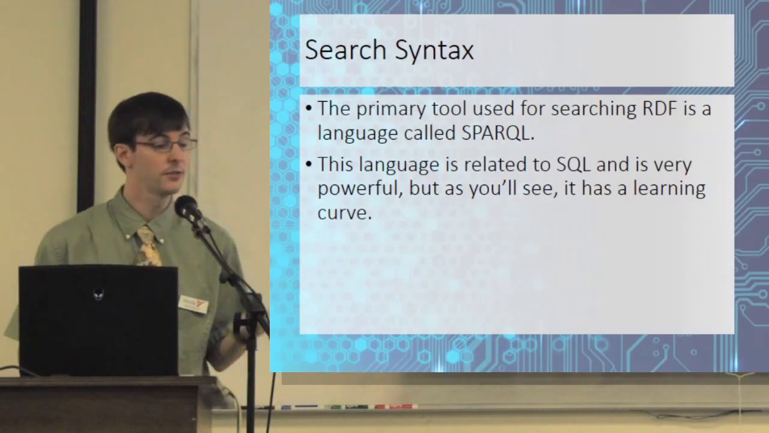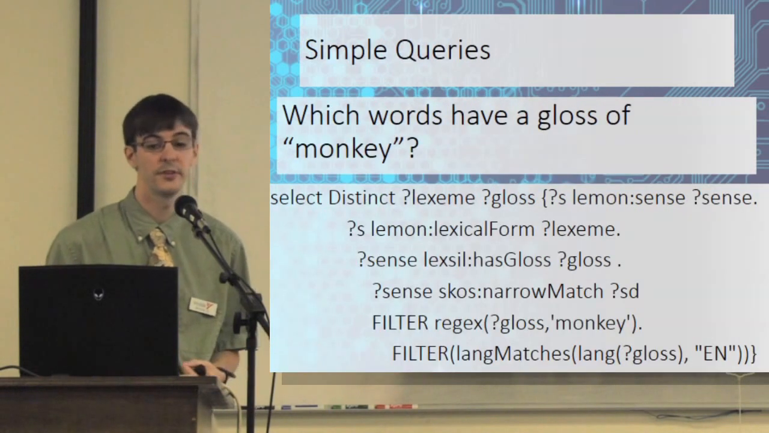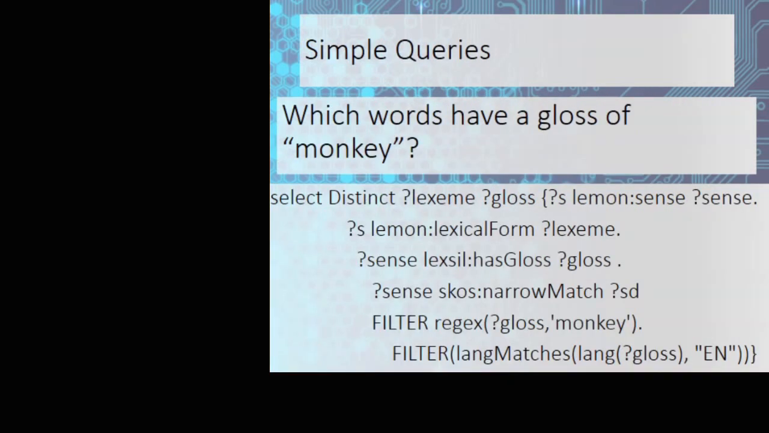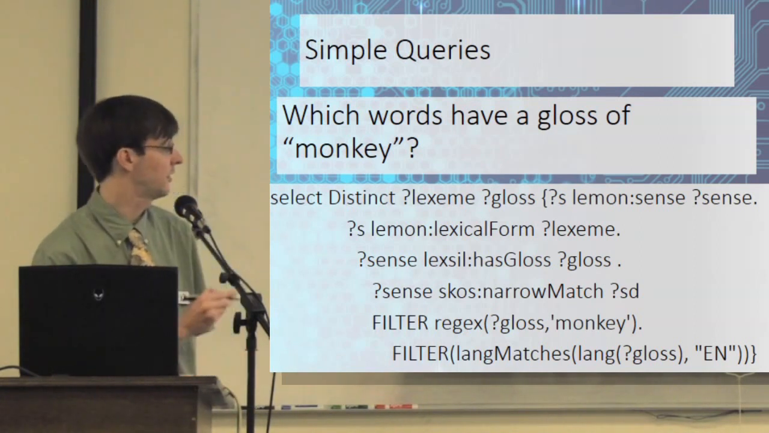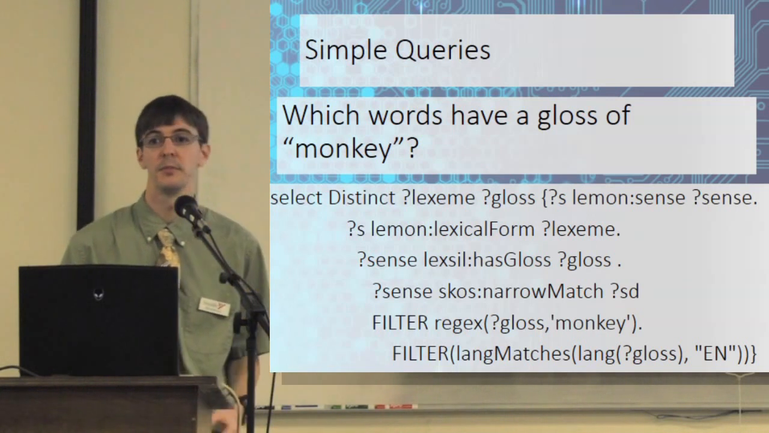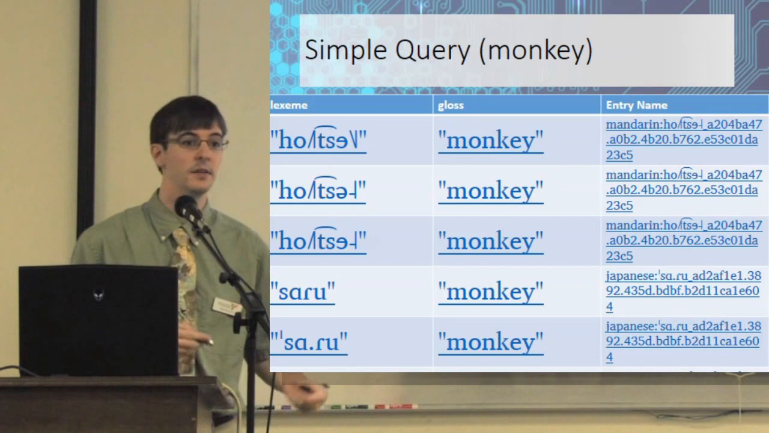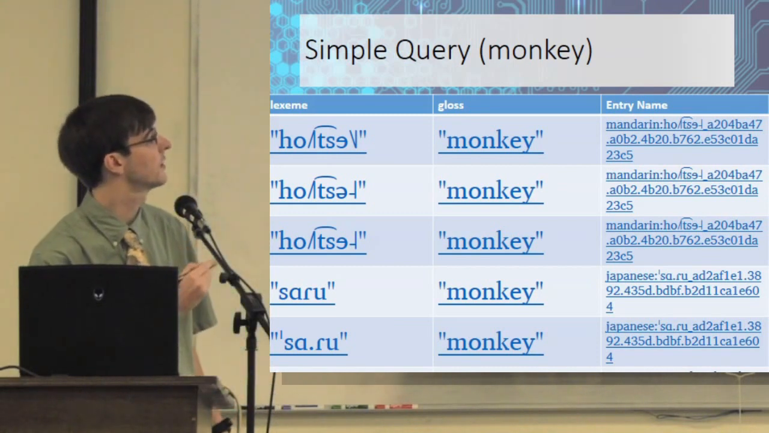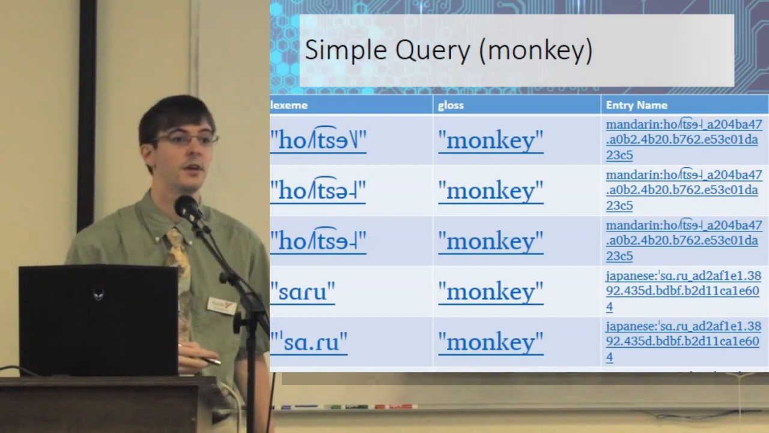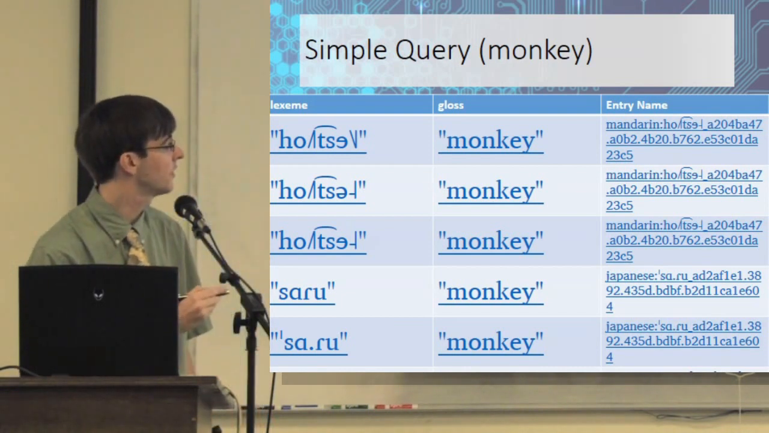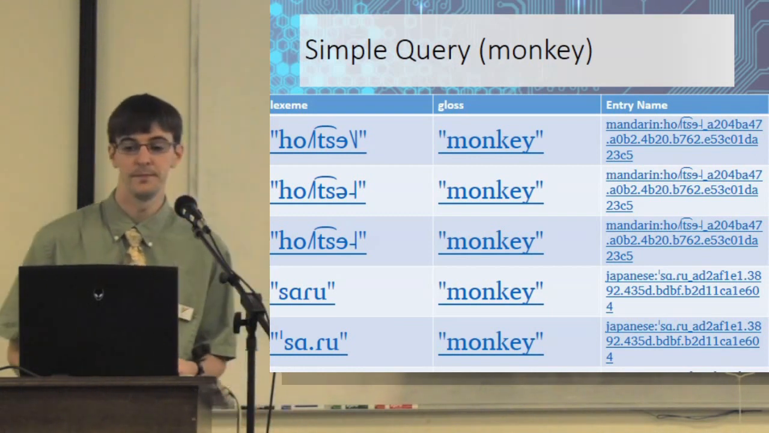So again, you saw SPARQL before, and this is one of the first questions I asked it. Which words have a gloss of monkey? Very easy question, and a fairly simple form compared to some of them. So from some of the databases, this is what I came up with. In the field methods class, they were actually using different writing systems for each student. So we have multiple versions of the transcription, and this is in Japanese and these are in Mandarin. So it's pulled up resources from each one.